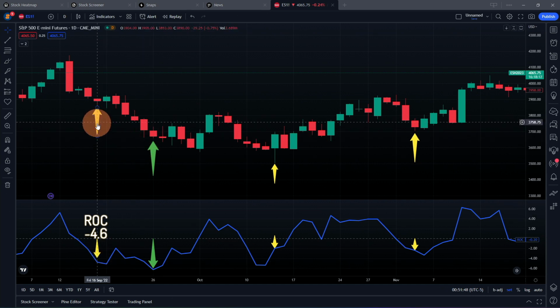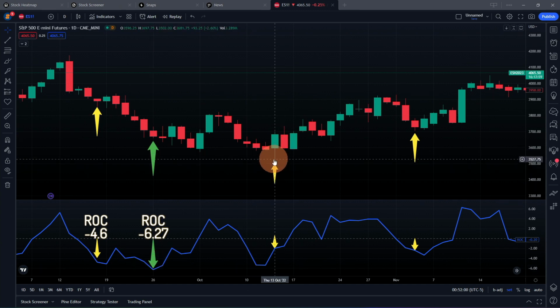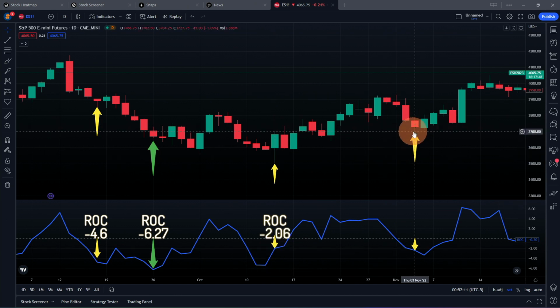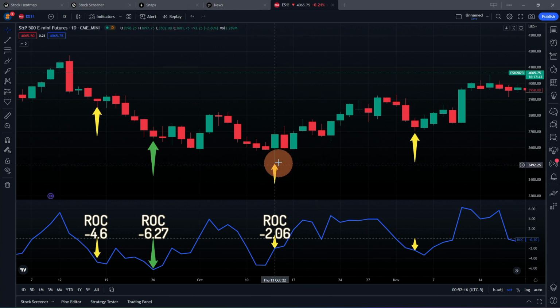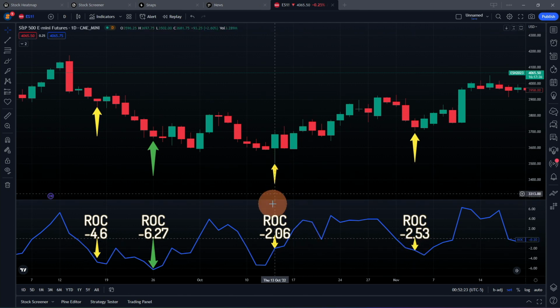This is lower than this one. And it's also true, it's a pullback pattern, but the rate of change now is minus 6.27. This is also true, it's a pullback pattern, and the current low, this one, is lower than all these. But the rate of change is minus 206. And this one is a pullback pattern. This low is higher than this, but the rate of change is minus 253. So the rate of change here is lower than this one.